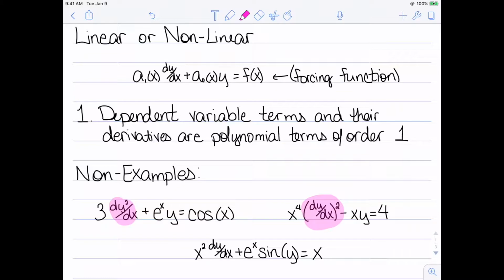And for the last one, x squared dy dx plus e to the x times sine y is equal to x. Well, sine y isn't a polynomial term. I can't have y inside of another function like a sine or an ln. So these would all be non-examples, in particular violating condition 1. So what about condition 2?